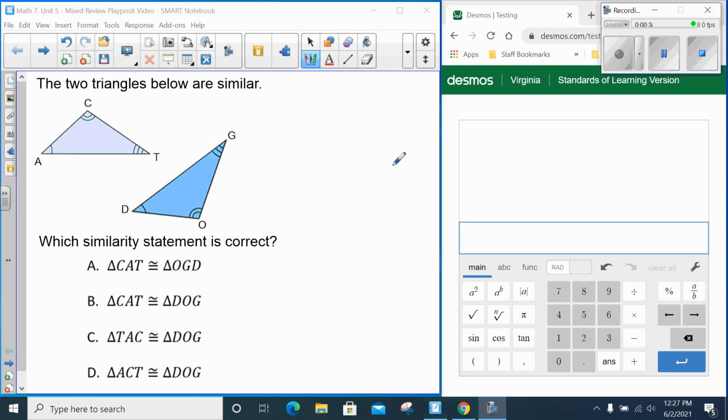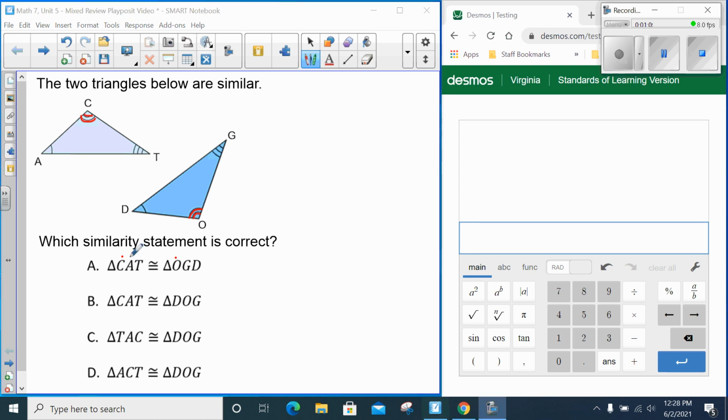So basically, we're trying to figure out which statement has correctly matched up our angles. So let's go through each one. The first one says triangle CAT is similar to triangle OGD. So we're saying that angle C and angle O must be a match. When I look at angle C in the picture, I notice that it has two marks, two lines through it. So that means angle O should also have two marks on that angle. So yes, I can see that angle C and angle O are congruent.